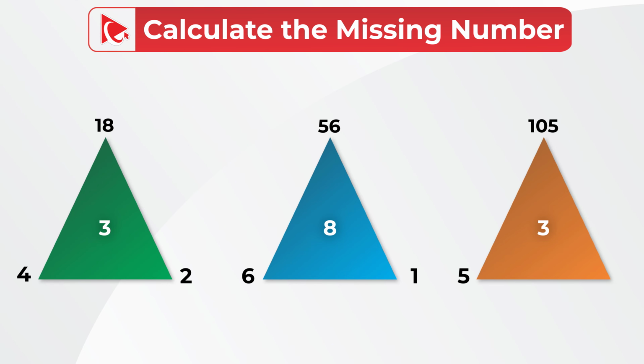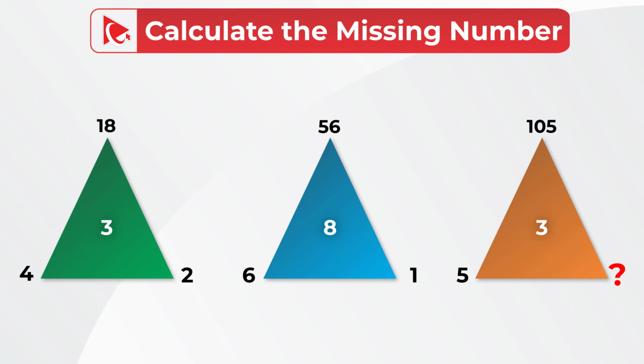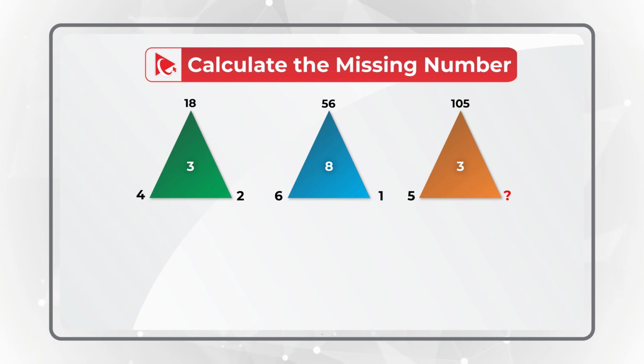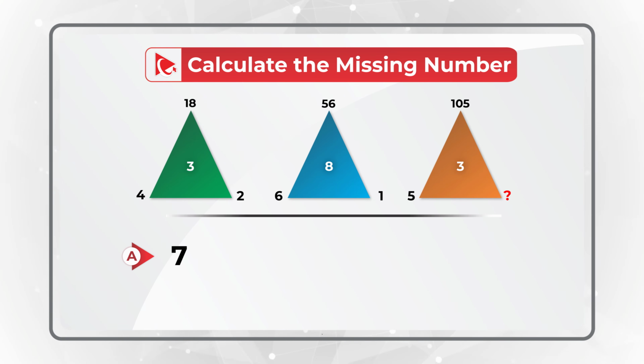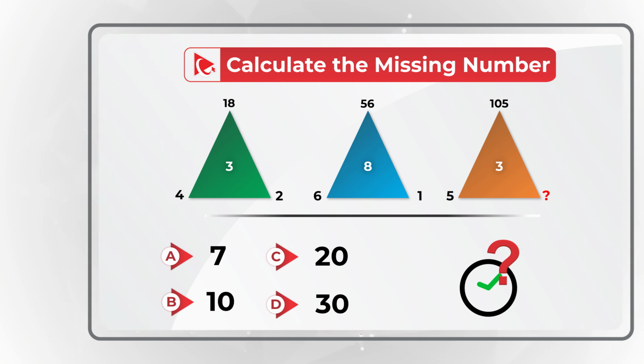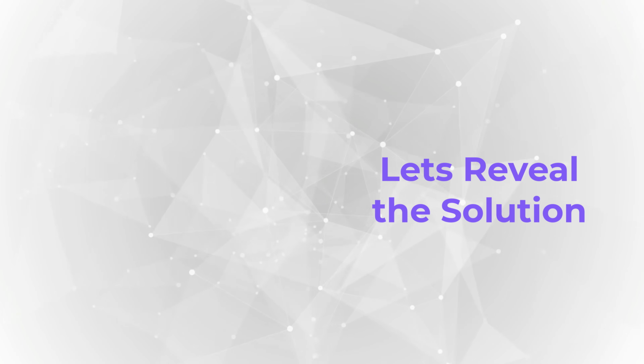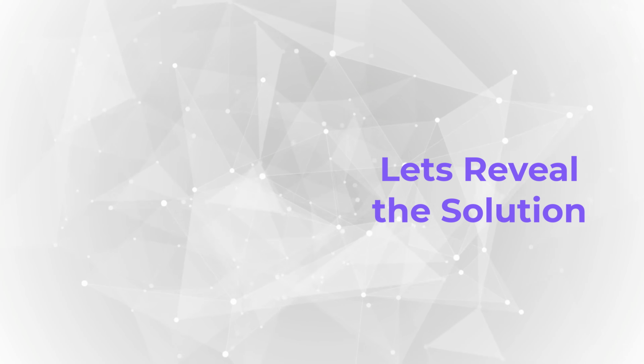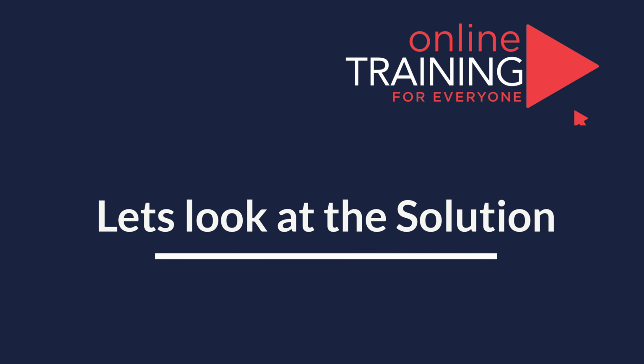In the upper right corner of the third triangle, you have a missing number, which you need to calculate out of 4 different choices. Choices A, 7, choice B, 10, choice C, 20, and choice D, 30. Do you see the answer? The solution is very obvious, but I would like you to try to get to it on your own. Ready or not, I am moving forward to reveal the solution.